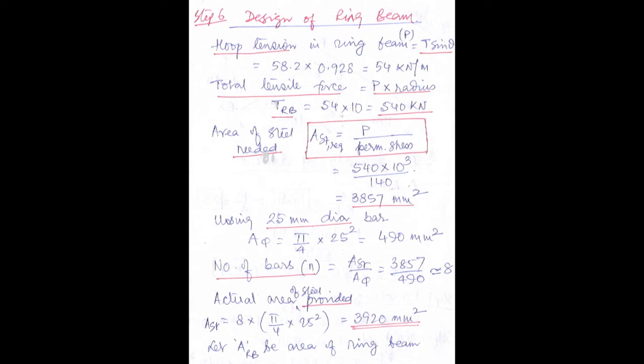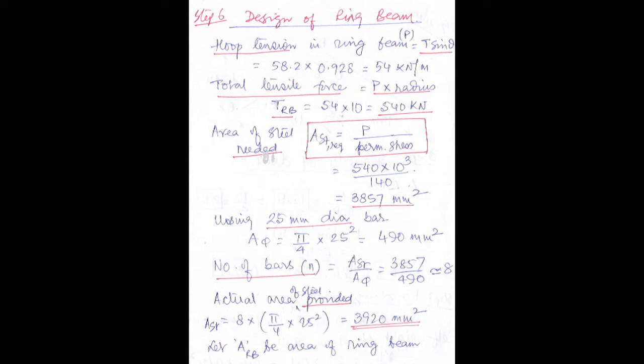And what is the sine theta value? Sine theta value I have told you in step number 1. So please write it down, we need it afterwards. So there you see 0.928. So that gives us the value of the hoop tension as 54 kilonewton per meter.